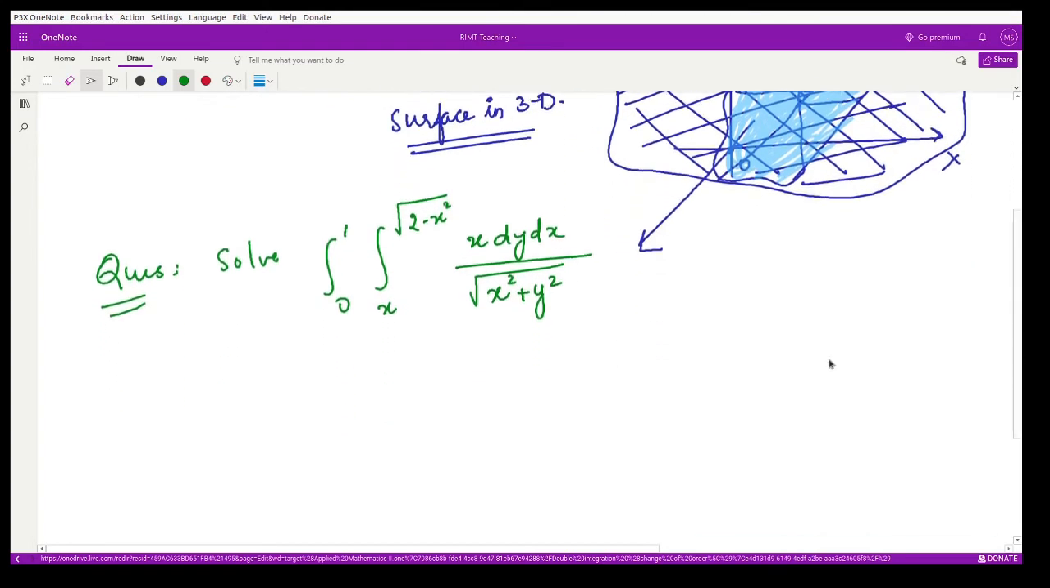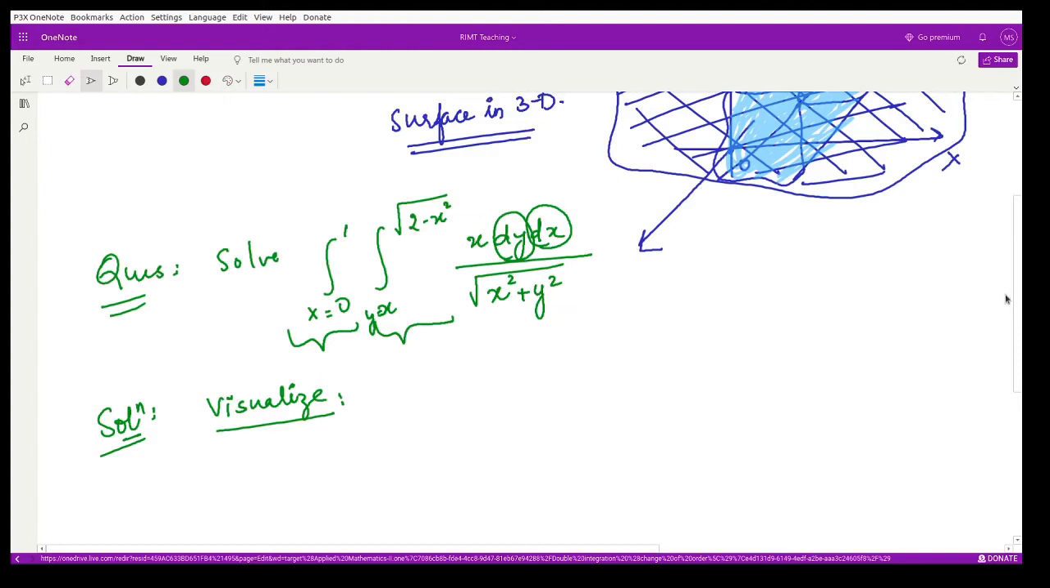Here you see we have variable limits in y and constant limits in x. So these limits are of y, and these limits are of x. That means firstly you have to perform the integration with respect to y and then with respect to x. For that, the first step is to visualize.